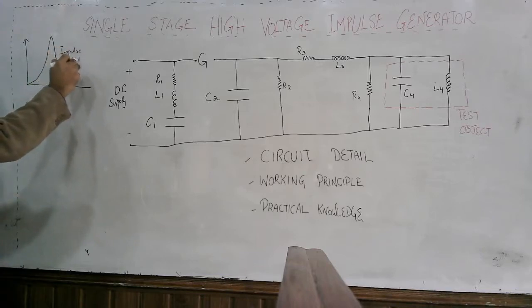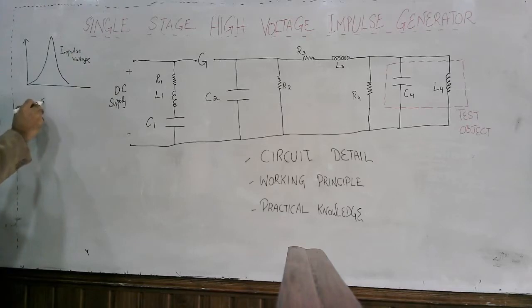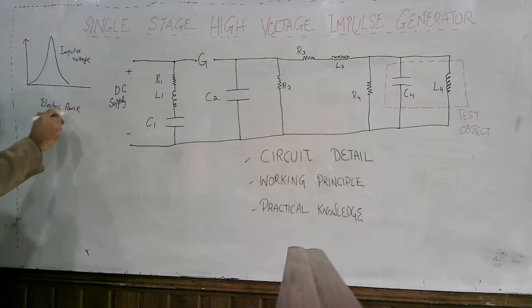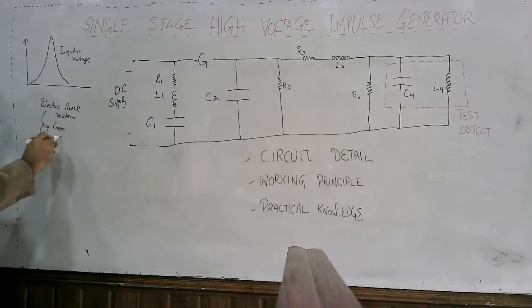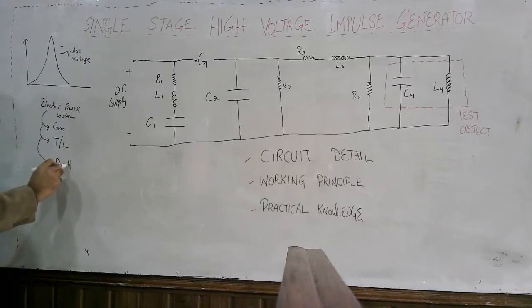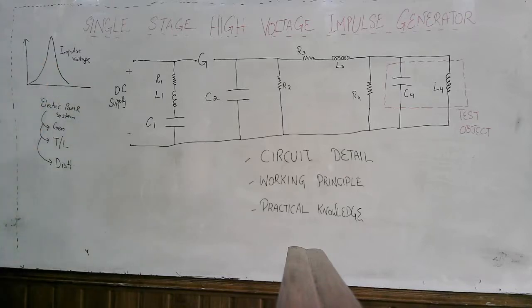Now, this impulse voltage appears in our electric power systems. What is meant by electric power systems? Electric power system means that we have the generation, we have the transmission system, transmission lines, and then we have the distribution system. So in this electric power system, such types of impulse voltages appear.